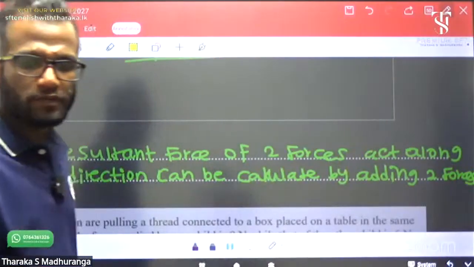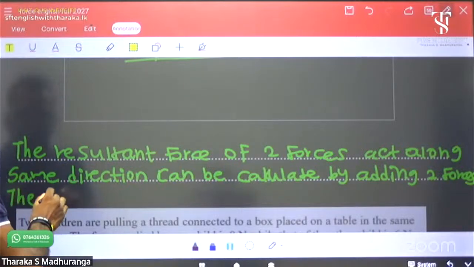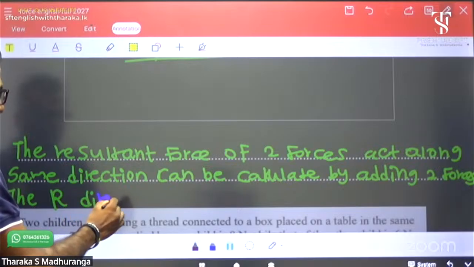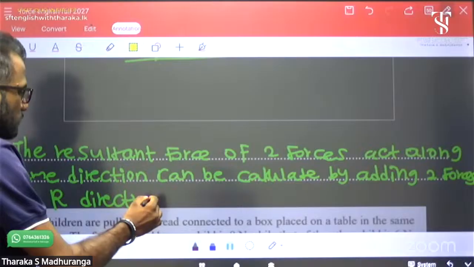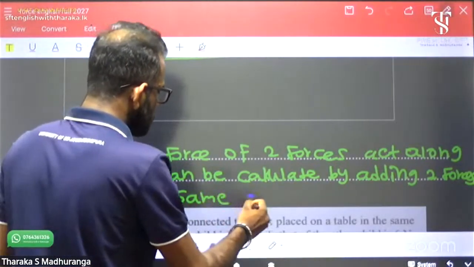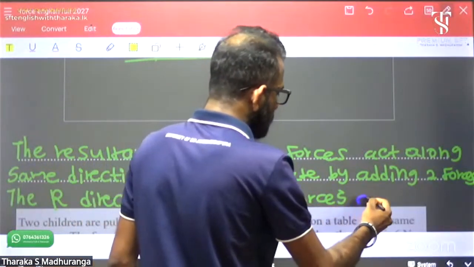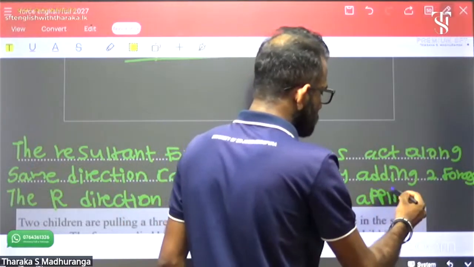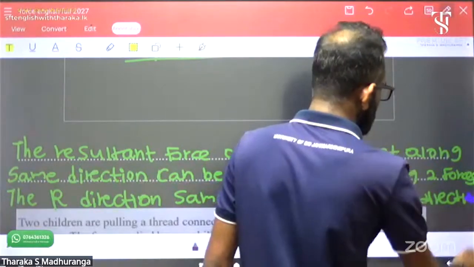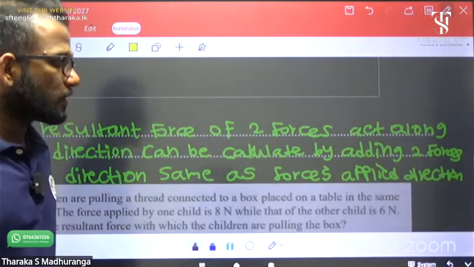By adding two forces. The R direction means resultant force direction, same as the forces applied direction. Okay, write down in the given space.